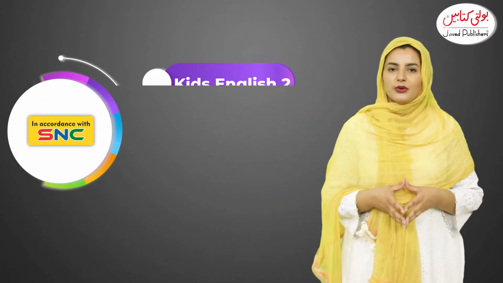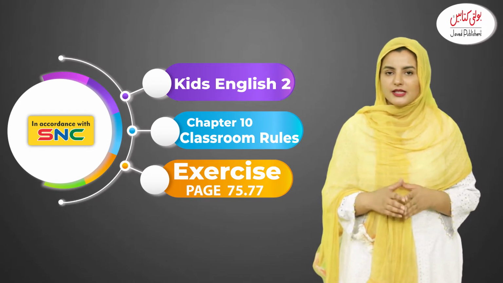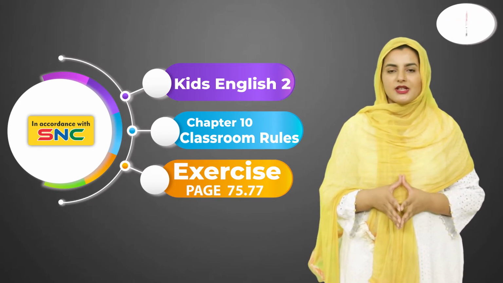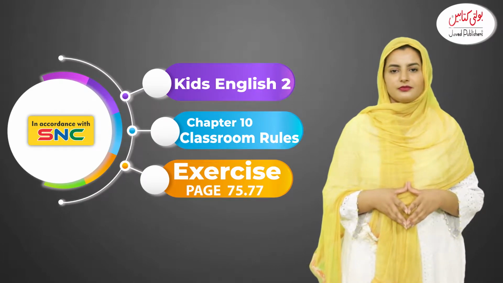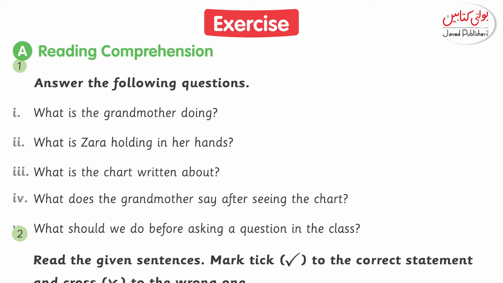Today we are going to talk about Kids English Grade 2 chapter number 1 and the topic is classroom rules. In this video we will do the exercise of this chapter. Page number 75 of your textbook. Let's do the exercise. Your question number 1 is answer the following questions.